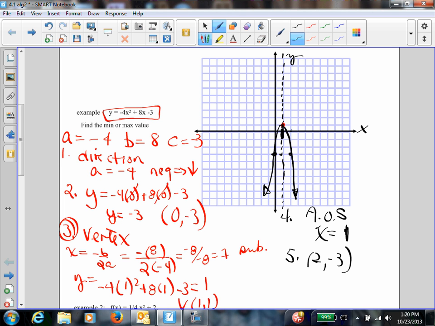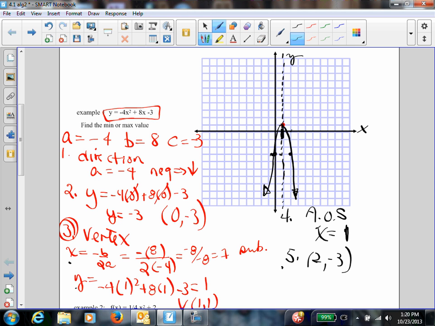So let's go through the steps again. Number 1, we tell the direction. Number 2, we find the y-intercept. 3, we find the x value of our vertex and plug that value into our equation to figure out our corresponding y value. We graph the vertex. We graph our y-intercept. We know that our axis of symmetry goes through our vertex and it's an x equals value. We reflect our y-intercept on the other side, and then we write that point down in step 5.